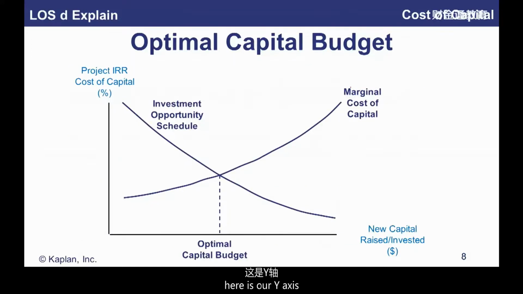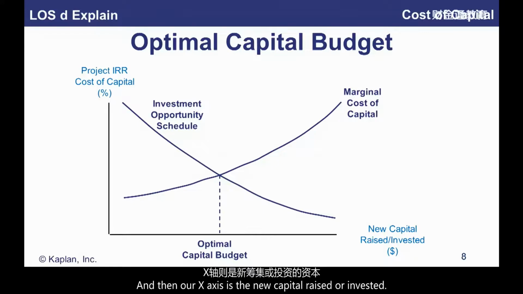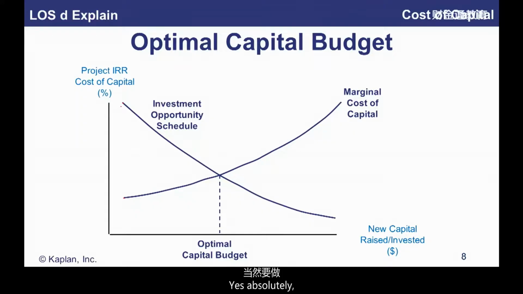So here's our y-axis, which is the project IRR if I'm looking at the investment opportunity schedule, or the cost of capital if we're looking at the marginal cost of capital curve. And then our x-axis is the new capital raised or invested. You can see here we've got our marginal cost of capital. So if I raise a little bit of capital, then that's how much it's going to cost me. And actually I can invest that capital in a project that is generating me this IRR. Should I do this project? Yeah, absolutely. The cost of capital is less than the IRR. I should take on this project. It's going to increase my shareholders' wealth.